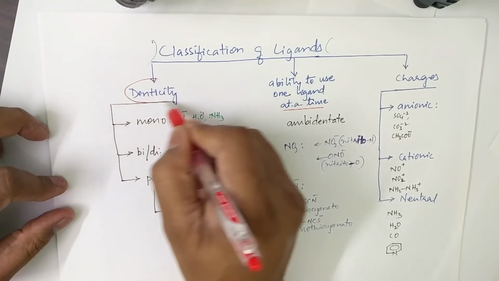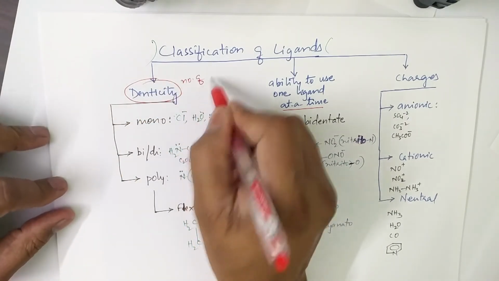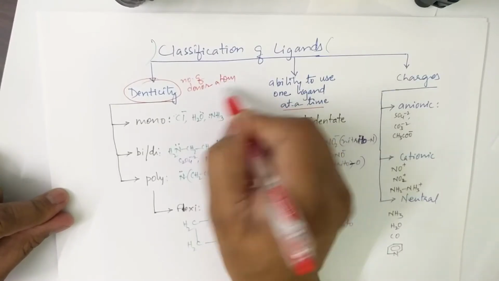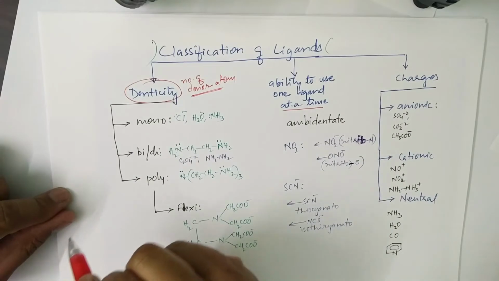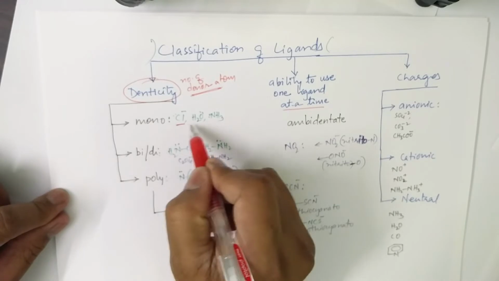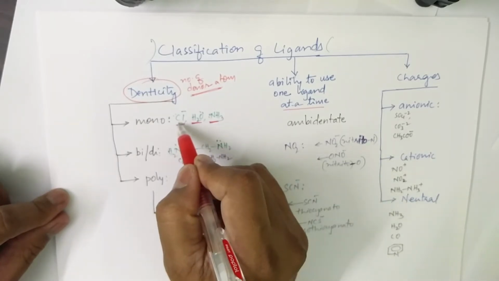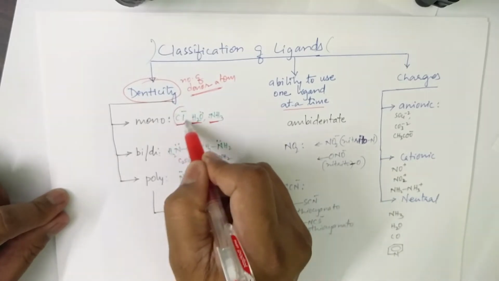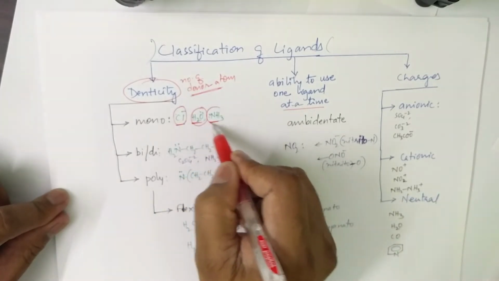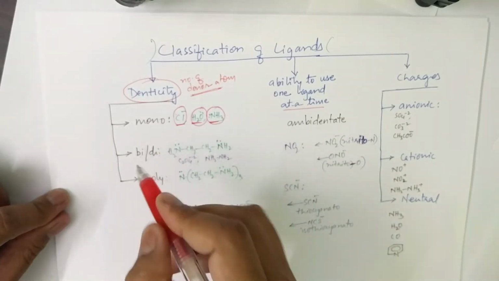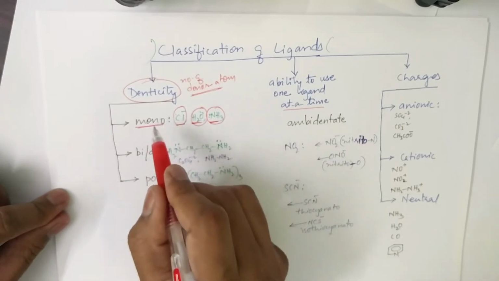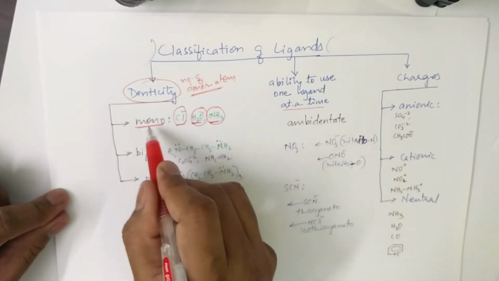Denticity stands for the number of donor atoms present in the ligand. If only one donor atom is present, such as in Cl-1, this itself is one donor atom. H2O has O as one donor atom. NH3 has N as one donor atom. Such ligands are called monodentate ligands. This mono stands for single. The ligand which has only one donor atom is called monodentate.